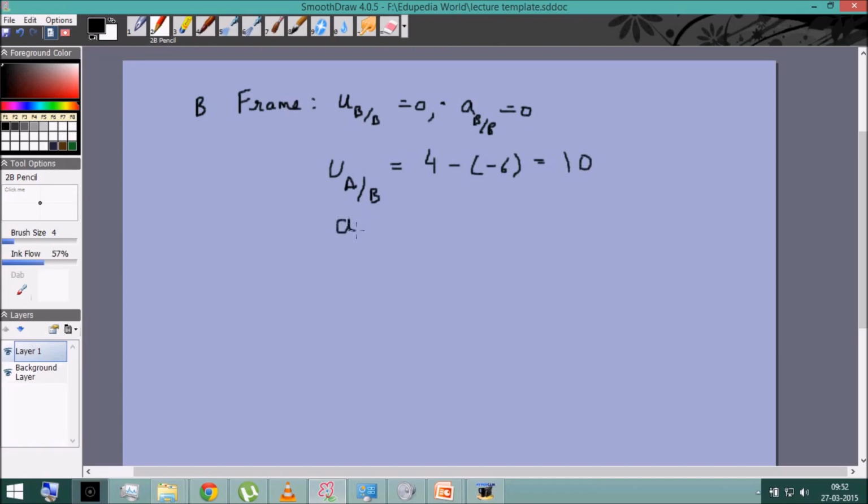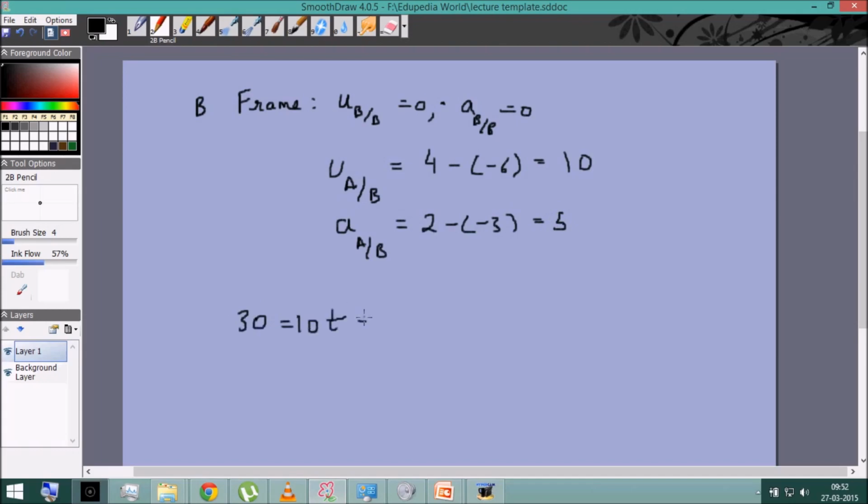Make sure you take care of the signs. There are a lot of errors students make doing that. So this will give us 10. Similarly, the acceleration of A with respect to B would be 2 minus minus 3, which is equal to 5.